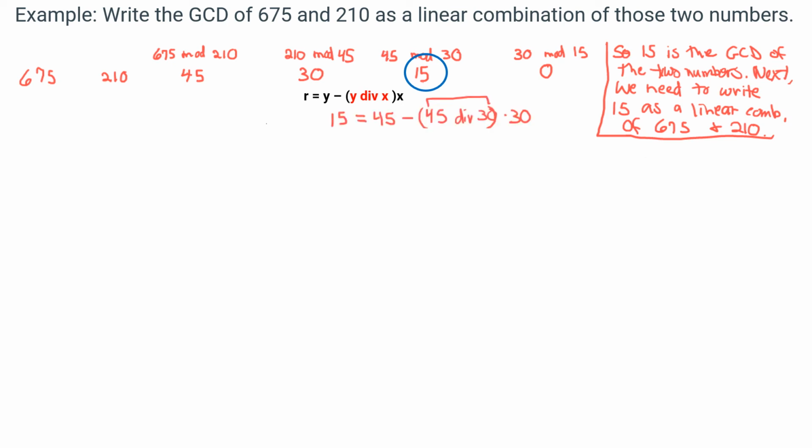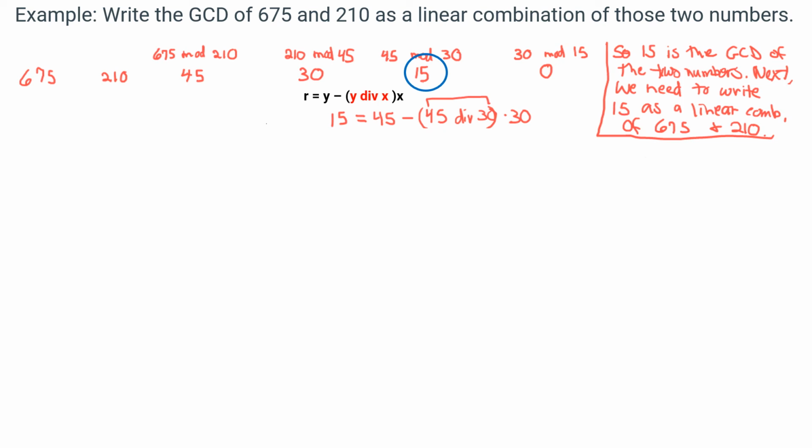So it would be this: 15 equals, and then the largest number of the 45 and 30, which is the 45, so that would be the Y. 45 minus 45 div 30 times 30. Hopefully you're getting a little bit used to this pattern, and if you use it enough, it'll become very easy for you to remember.